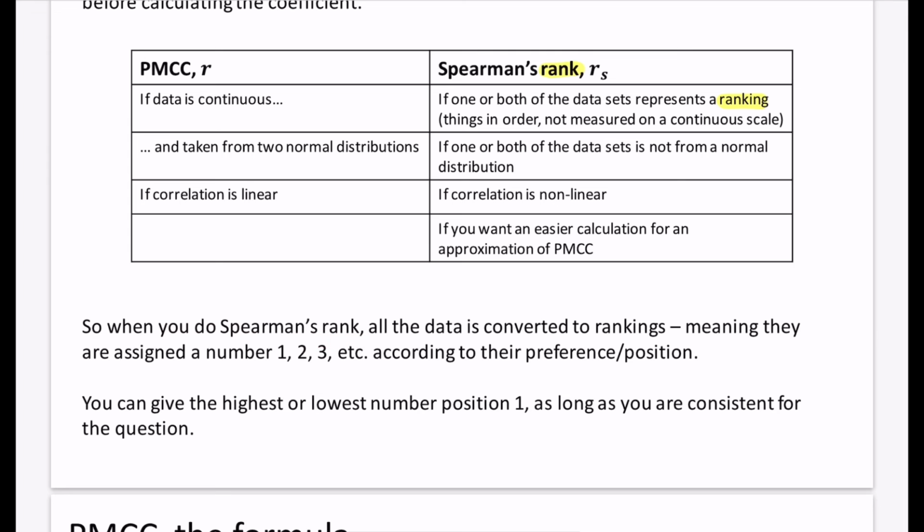So when you do Spearman's rank, all the data is converted to rankings, meaning that they are assigned a number 1, 2, 3 according to their preference or position. So you'd take all of the information, you'd put them in order, and then the one that's either the biggest or the smallest gets assigned a 1, then the next biggest or next smallest gets a 2, etc. And what we've done there is we've changed it from being almost the raw continuous data to a ranking. And as I've said here, you can give the highest or the lowest number to position 1, as long as you are consistent for the question.